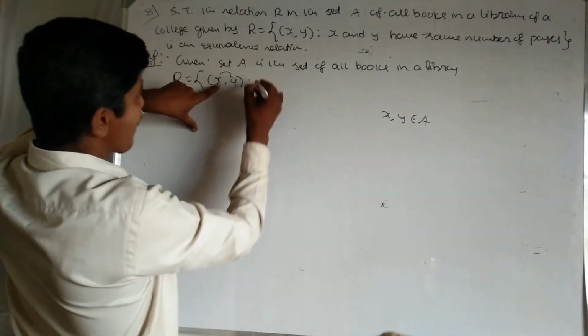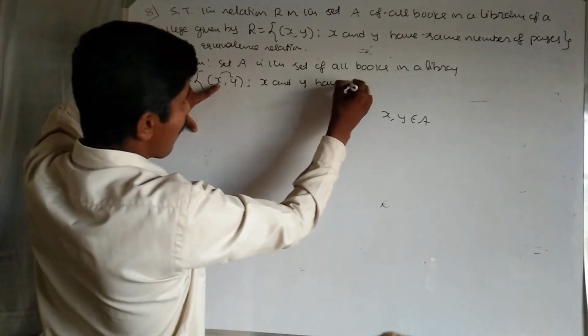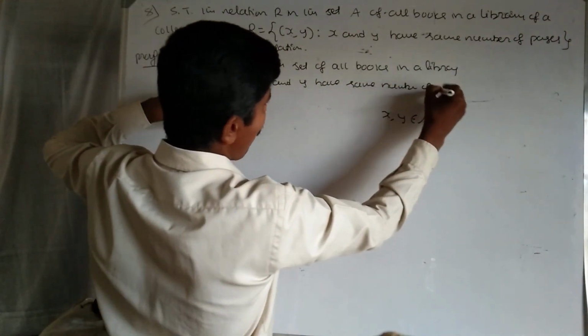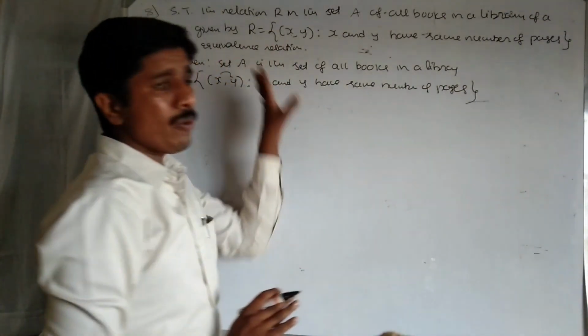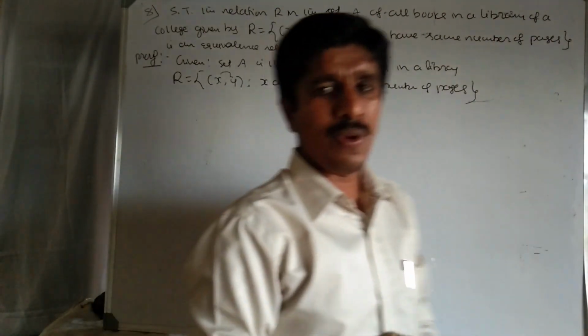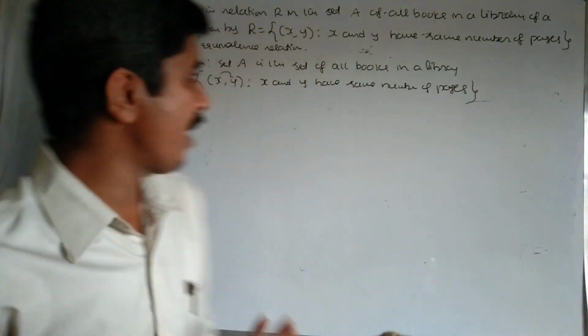of pages. Here x and y have the same number of pages. Prove that it is an equivalence relation means here we have to prove that the relation is reflexive, symmetric and transitive. Then the relation is an equivalence relation here.